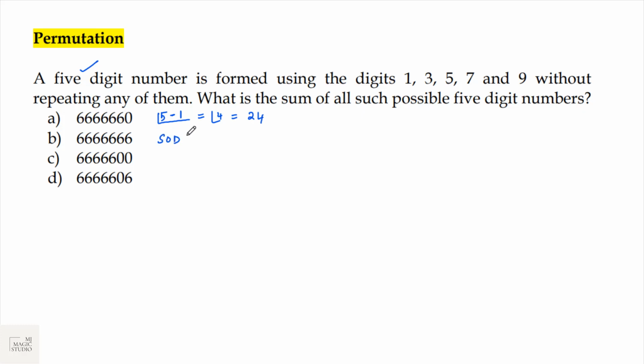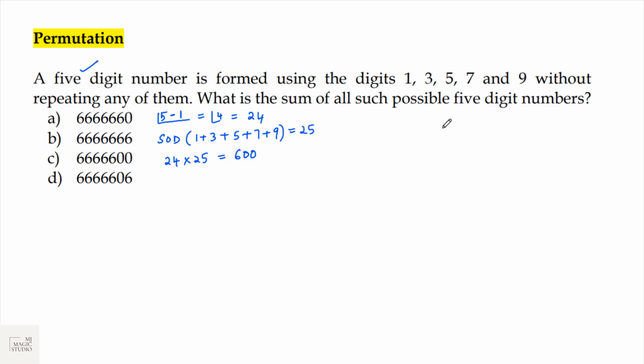Second step, find the sum of all digits given. 1 plus 3 plus 5 plus 7 plus 9. How much is it? 10, 20, 25. In the third step, you just multiply this 24 into 25. That will give us 600. Now, the answer is in 5 seconds.